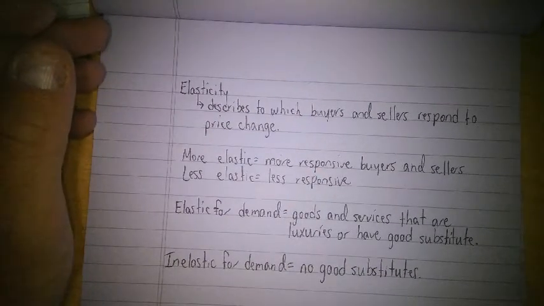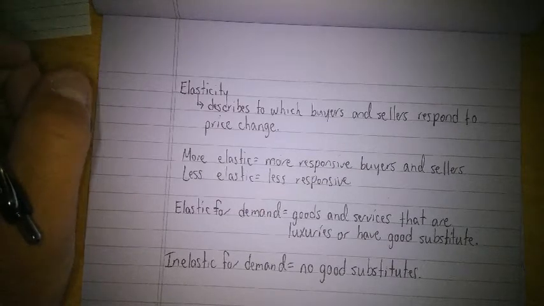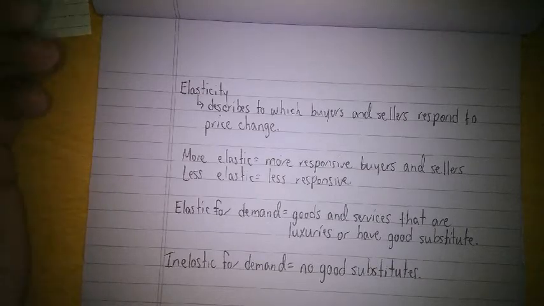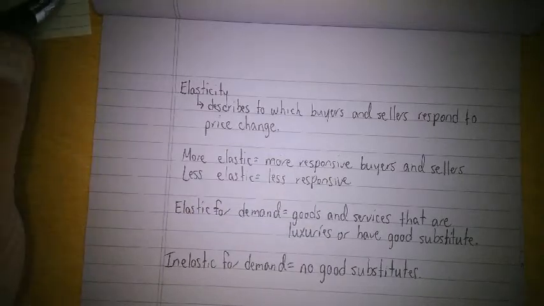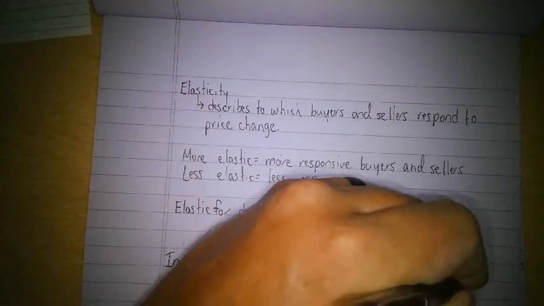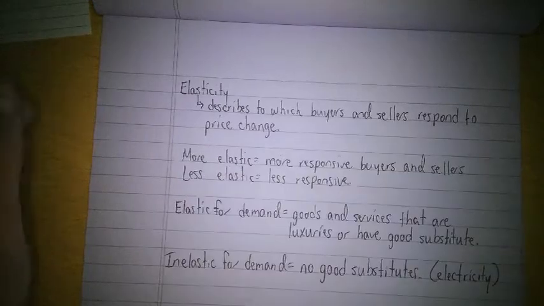Insulin, electricity, salt. What's something else you have to have in your household? Money. Food. Yeah, certain types of food. You guys get what I'm getting at here. If there's no good substitute, then it's inelastic. And I would jot down those examples, like electricity. Okay?